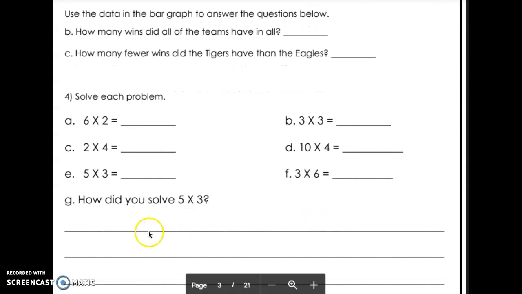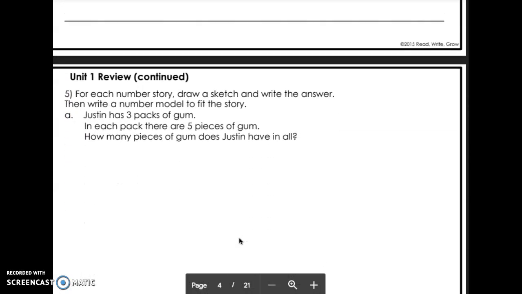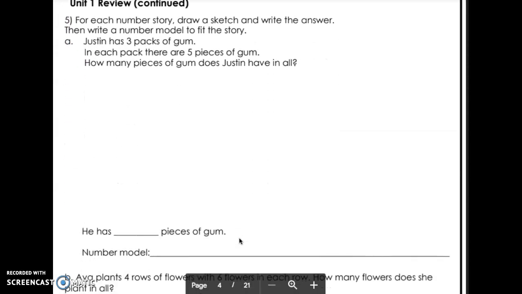And then G says, how did you solve 5 times 3? Over here is 5 times 3. So how did you solve that? Number E, how did you get this answer? That is what they want to know, because like I said, everyday math is not just about the answer. It is about how you got the answer. All right, then we go on to the next page.